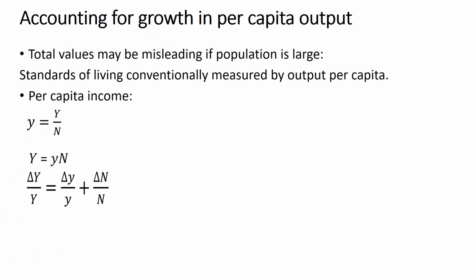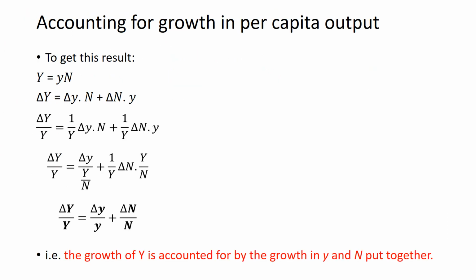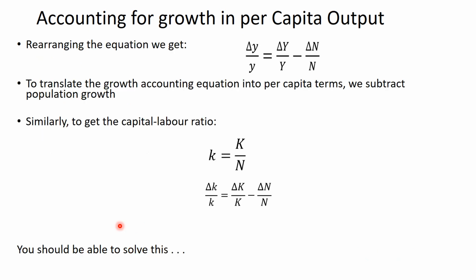Current slide. Okay. So that's essentially what I have gone through, but I did it on the screen. And what it shows is that the growth of total output, over here, is accounted for or is explained by the growth in per capita output as well as the population size growth taken together. Okay.